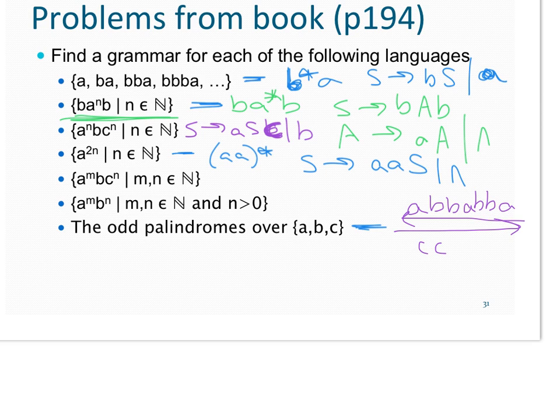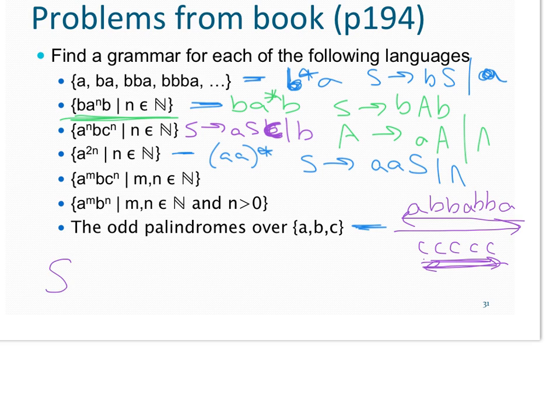Or C, C, C, C, C is also an odd palindrome, right? And the odd just refers to the number of letters, right? So whether you read it this way or this way, it's the same. And this is another case of bubbling out, right? Whenever you put a C at the beginning, you have to put a C at the end.